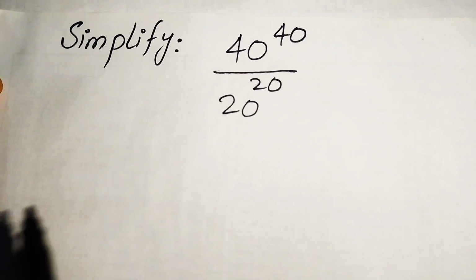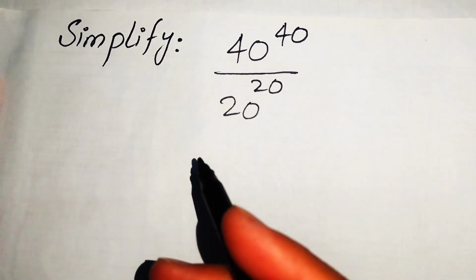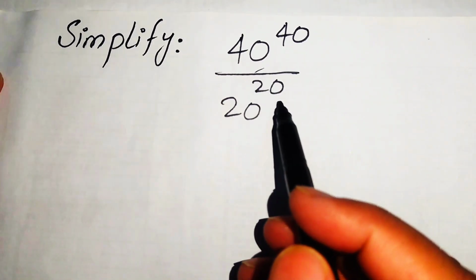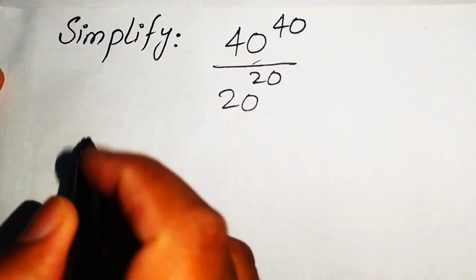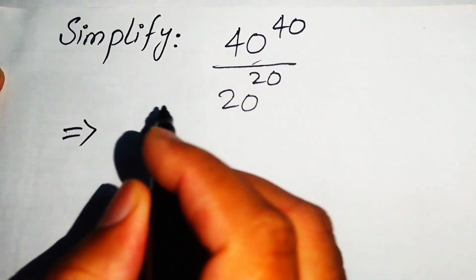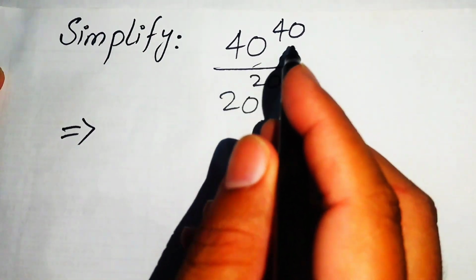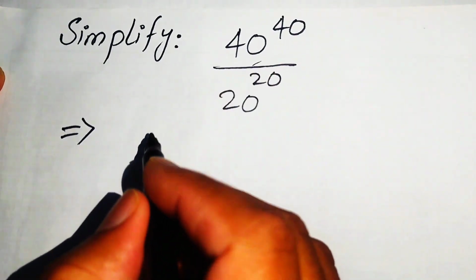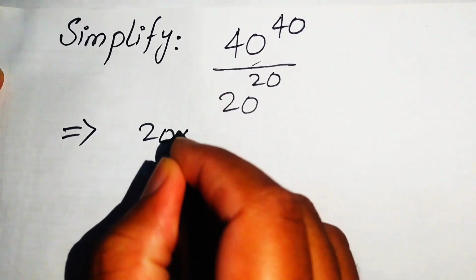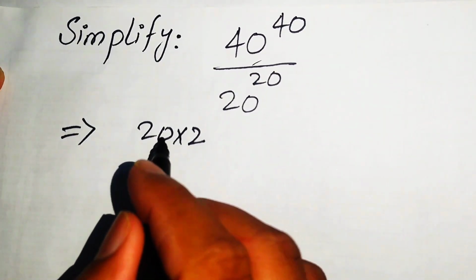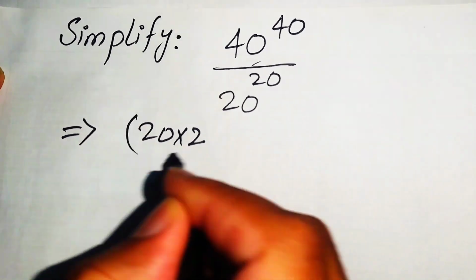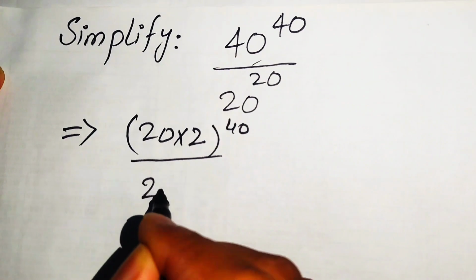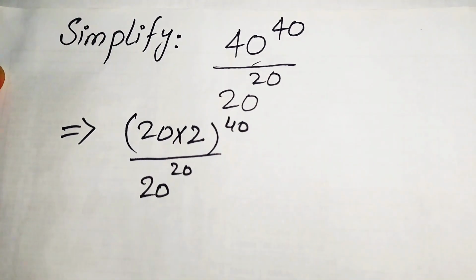Hello everyone, how to simplify this math Olympiad algebra problem, and here we have 40 to the power of 40 over 20 to the power of 20. So now first we rewrite this algebraic expression as 40 to the power of 40. So here we write this base of 40 as 20 times 2, because we know that 20 times 2 becomes 40 and its whole power 40, and it is divided by 20 to the power of 20.